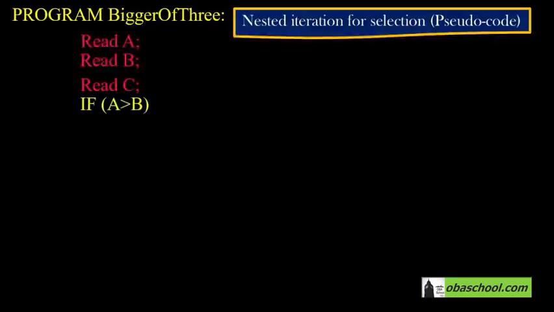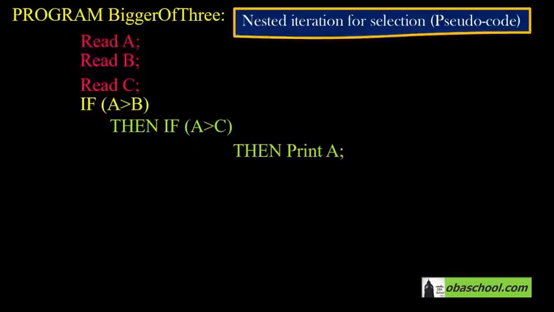Now we have the first condition, if A is greater than B. Then if, as you can see, we have another condition. We do not have an output yet because we have to select one letter out of the 3. Okay, let's continue. Then if A is greater than C, so here we have two conditions. A has to be greater than B and C, then print A. That means A will be on the screen because it is the largest value out of the 3.